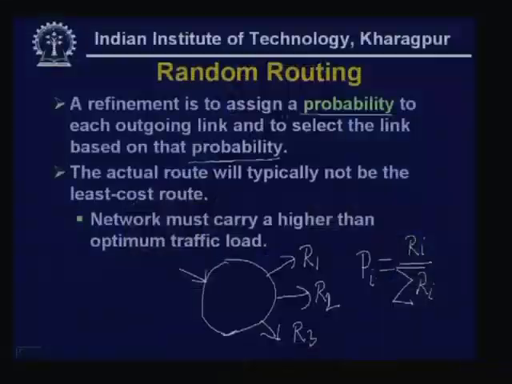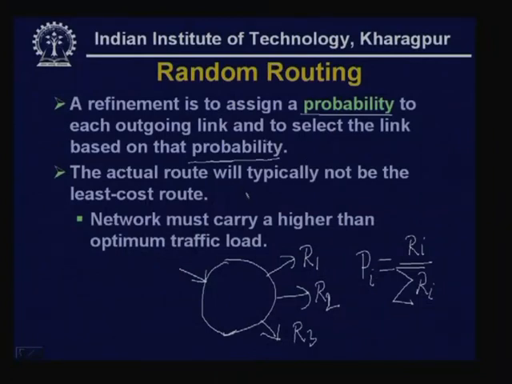That means here what is being done is that the packet is forwarded in a particular direction, and for that the probability is calculated based on the bandwidth of that link. So, the higher the bandwidth, the more that link is preferred for transmission. So, it can be done in this way also.